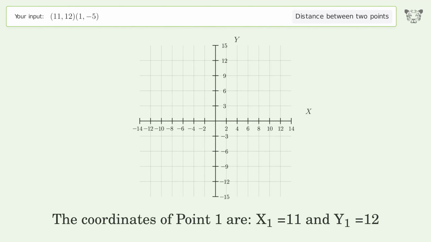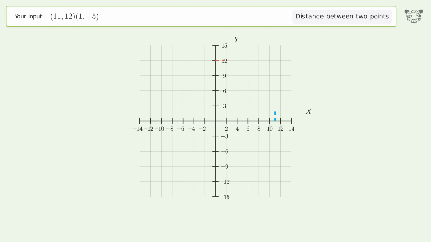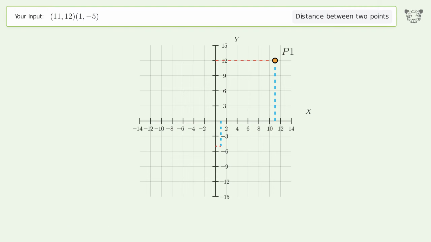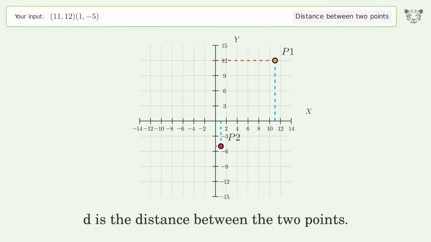The coordinates of point 1 are x1 equals 11 and y1 equals 12. The coordinates of point 2 are x2 equals 1 and y2 equals -5. D is the distance between the 2 points.